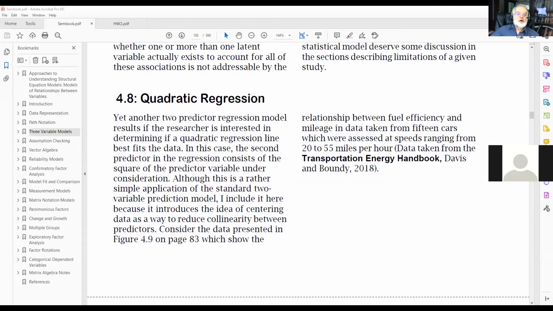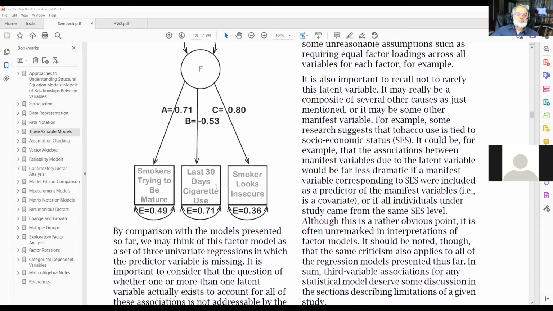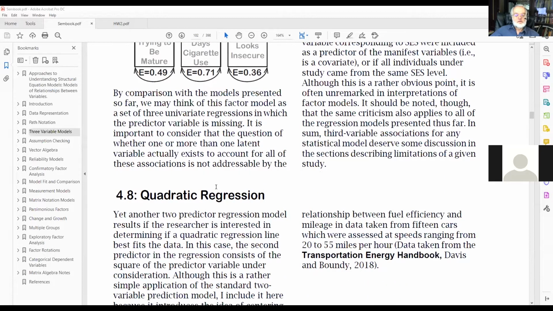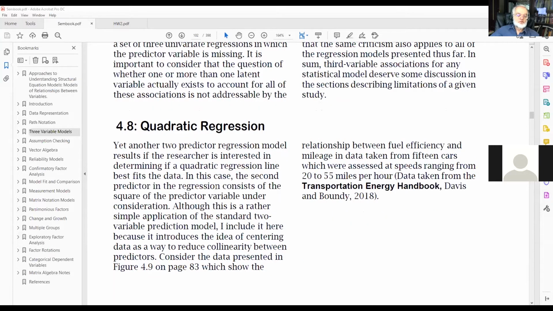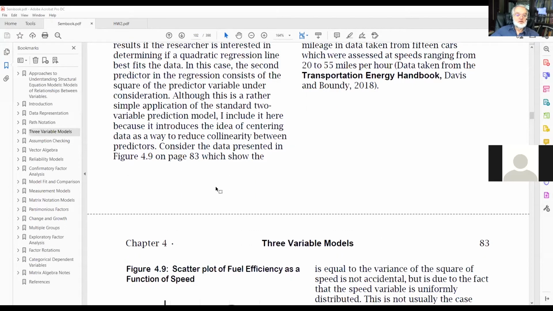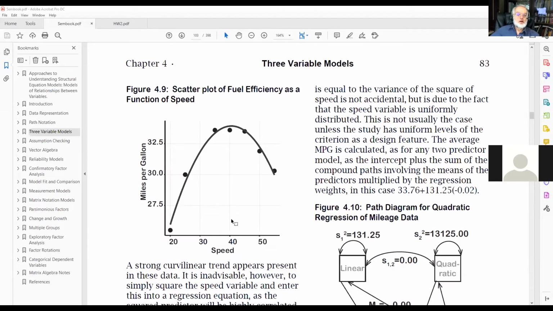So we talked a little bit about single factor models. Quadratic regression is also an example of a 3-variable model. And I tried to find a small data set that would illustrate this. And one of the ones that was out there was a study of fuel efficiency in miles per gallon.